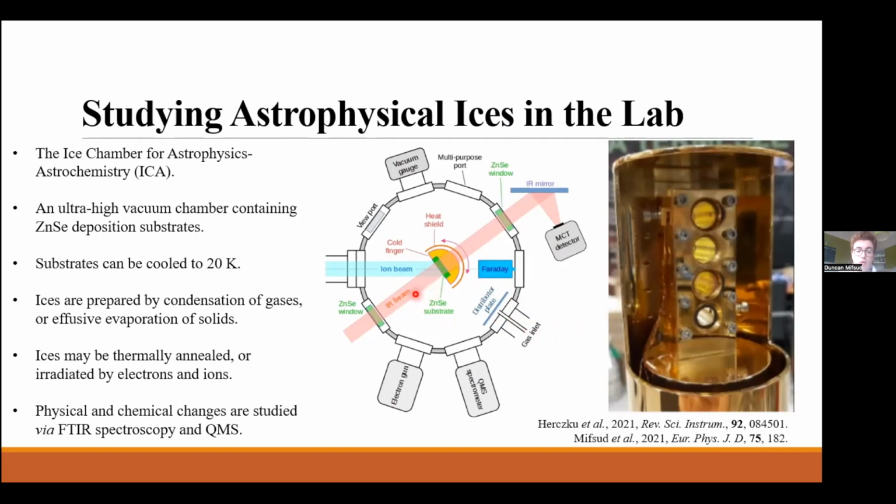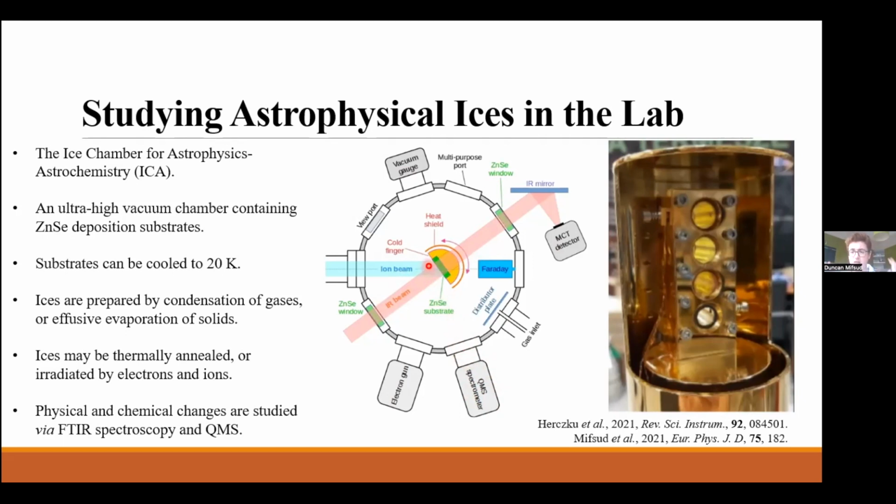Now, what we do is we can monitor the formation and processing of these ices in situ using infrared spectroscopy. And that's where it's important to use a zinc selenide substrate disk, because that material is transparent to infrared. And so we can monitor these ices in situ, as I say, using infrared absorption spectroscopy. We can also monitor the gas phase of the chamber using quadrupole mass spectrometry. We have a QMS attached to the side of the chamber.